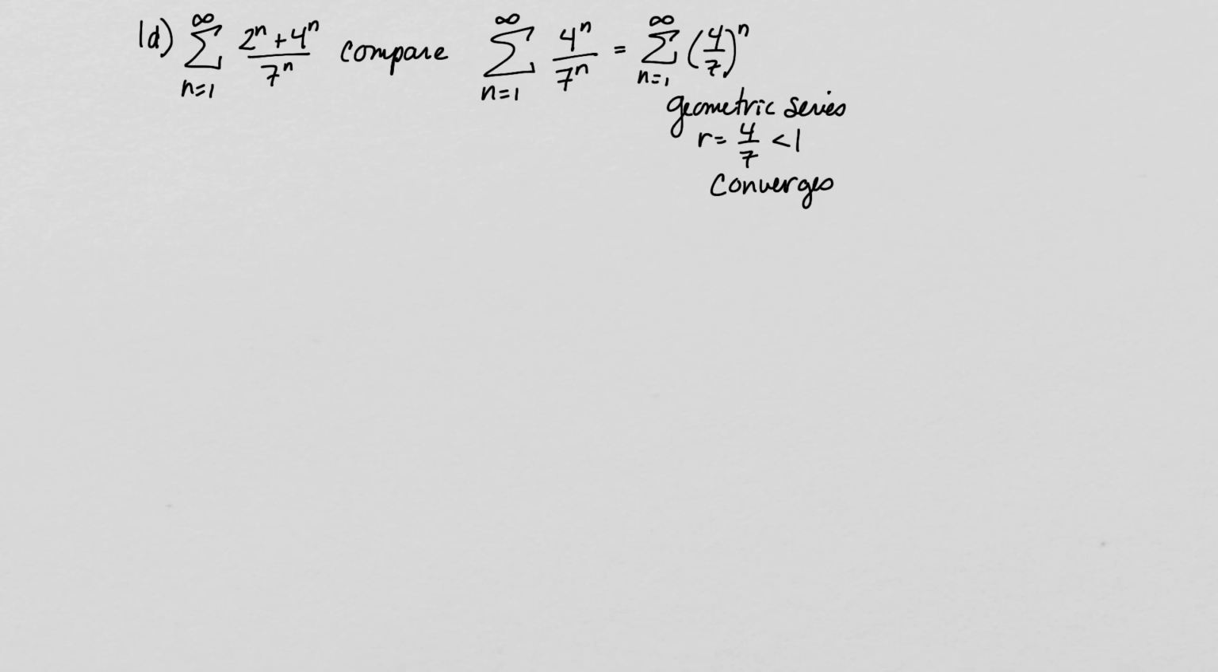And so if I try to do the direct comparison test, since I have a series that converges, I need my series to be smaller. So is 2 to the n plus 4 to the n over 7 to the n smaller than 4 to the n over 7 to the n? Yeah, no, right? Because the one on the left has more stuff. On the top, it has an extra 2 to the n. Okay, so I can't use a direct comparison test. I could try the limit comparison test, right?